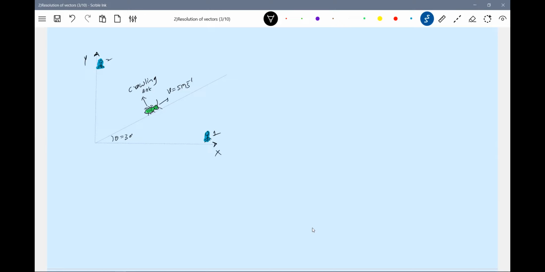So we'll ask person 1. Initially the ant was here, then after some time it will come here. We'll ask this person: will he say that it is moving towards me also, because it has covered some x displacement?